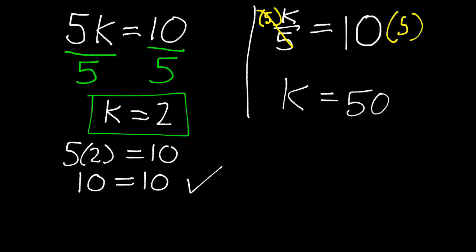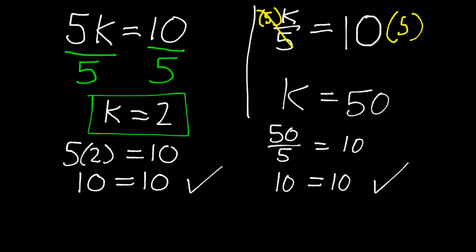Just like before though, I can't jump to the conclusion and say that my answer is k equals 50. I need to check my work. So I'll substitute 50 in for k. So I have 50 over 5 equals 10. And if I know my division facts, 50 divided by 5 is 10. So I have 10 equals 10, which is a true statement just like before, and it checks out. So our solution is k equals 50.